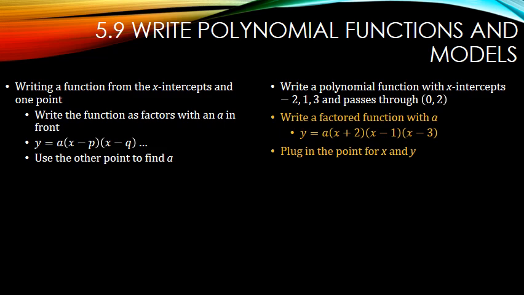Next, plug in your point, the (0, 2), for x and y. The x is 0, the y is 2. So I fill in 2 for the y, 0 for the x's. Simplify. 2 times -1 times -3 makes 6. So 2 equals 6 times a. Divide by 6, and a is 1/3.